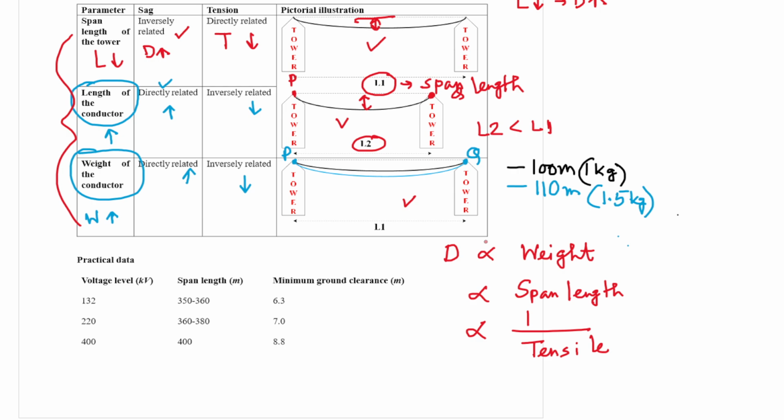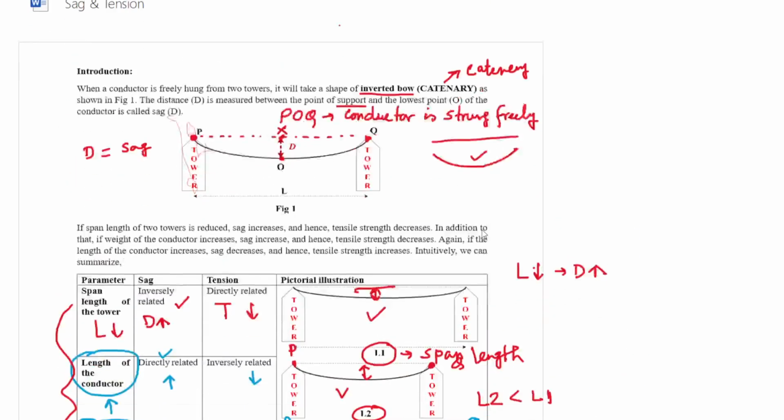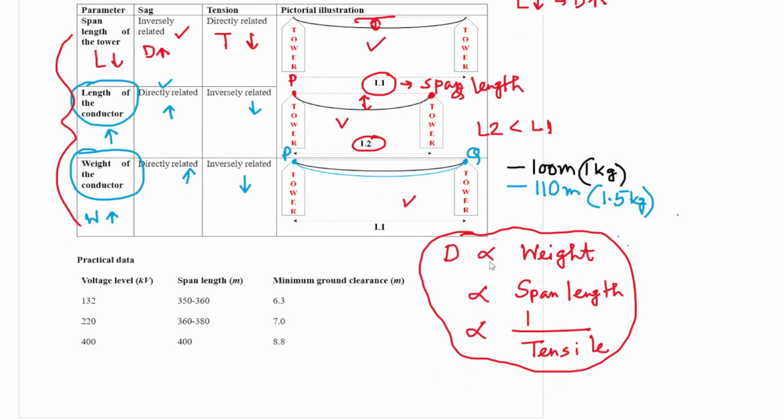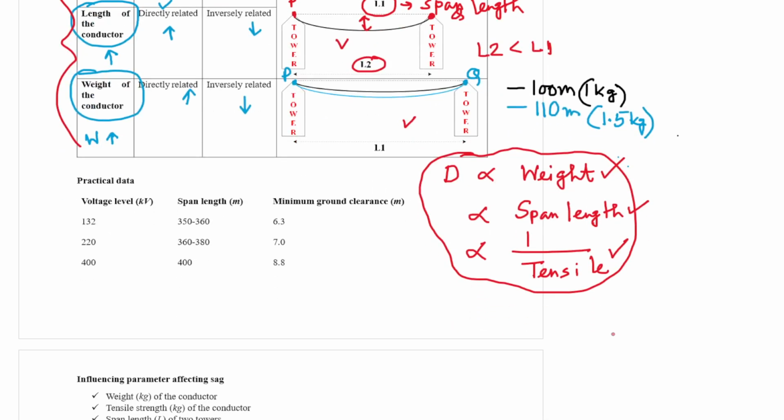So intuitively we can understand sag, that is D. What is D? This distance is D. The sag is directly proportional to the weight of the conductor. Second, it is directly proportional to the span length between two towers, and it is inversely proportional to the tensile strength acting on the tip of the tower. These three we can verify later by mathematical expression, whether these relations will be valid or not.